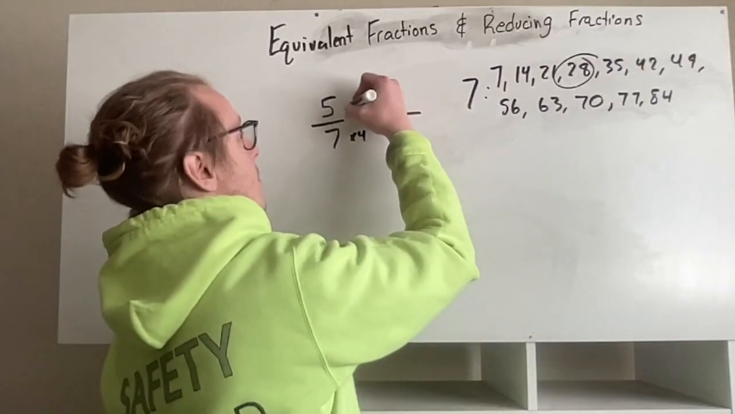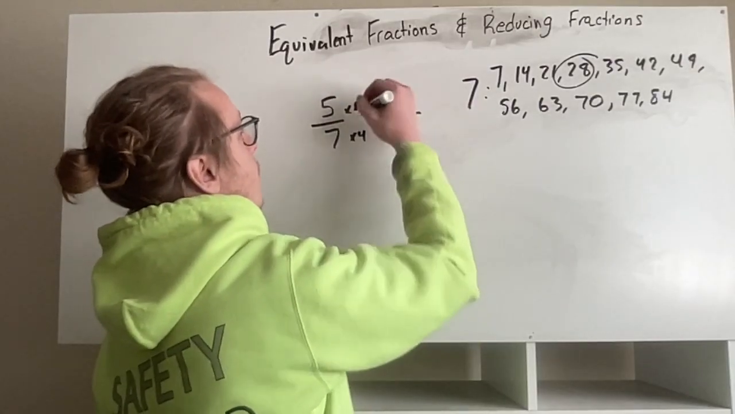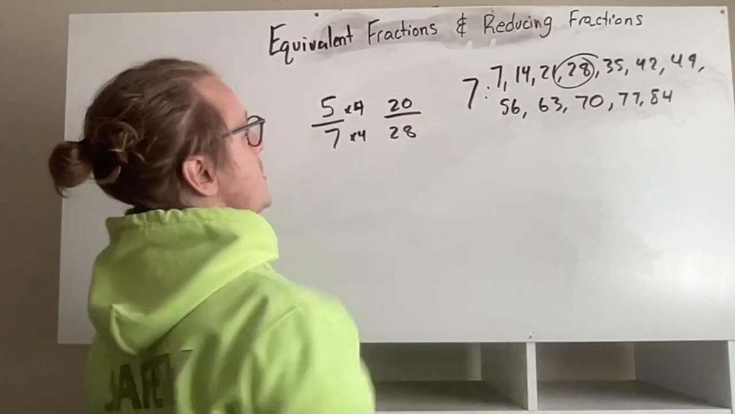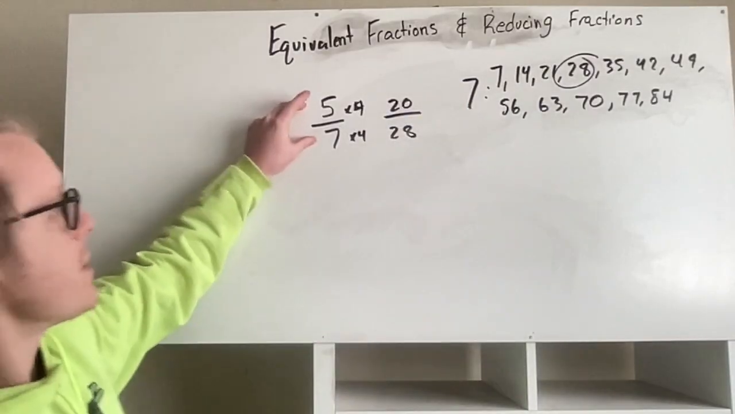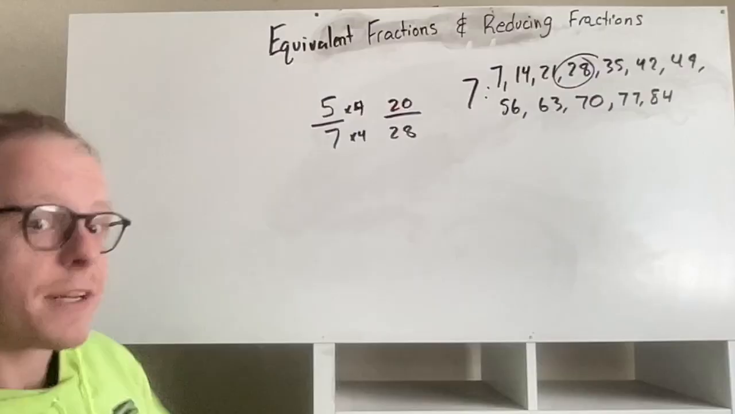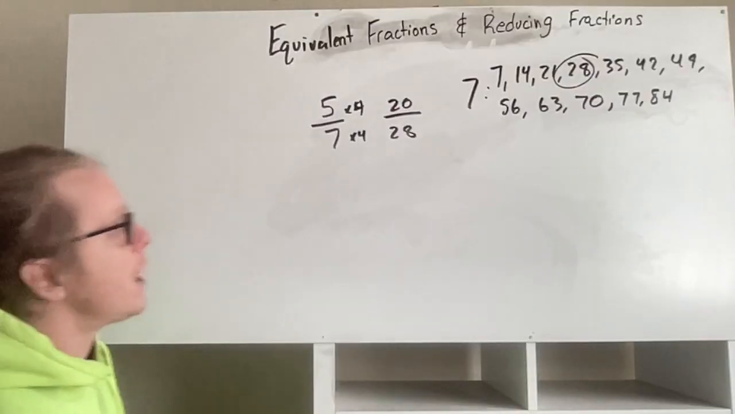So I'll do the same thing to the numerator. 5 times 4 gets me 20. Okay, so 5/7, 20/28ths. That's an equivalent fraction.